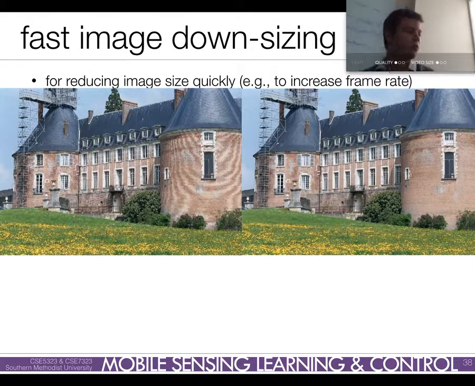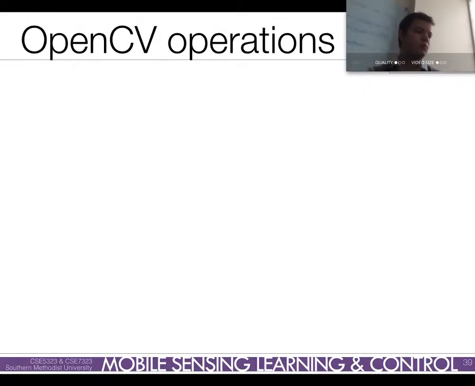Good. So if you need the processing power, you need to downsample so that you can do some processing on this giant image that's coming in, use cv pyrDown. Okay, some other OpenCV operations.